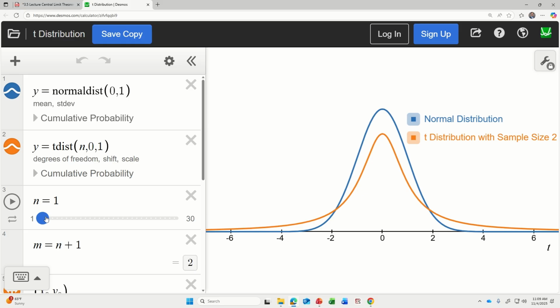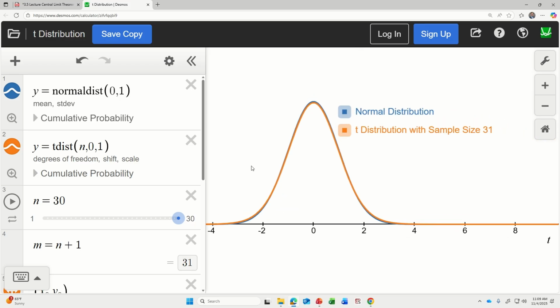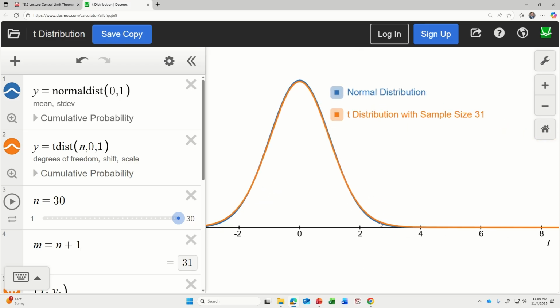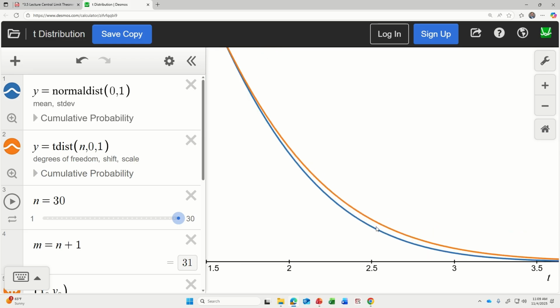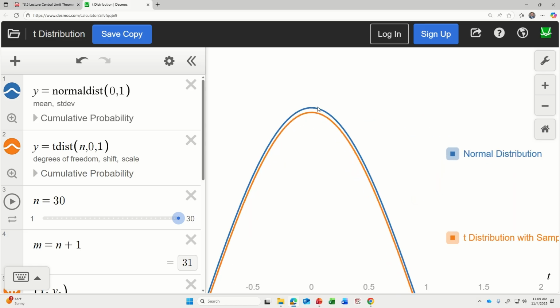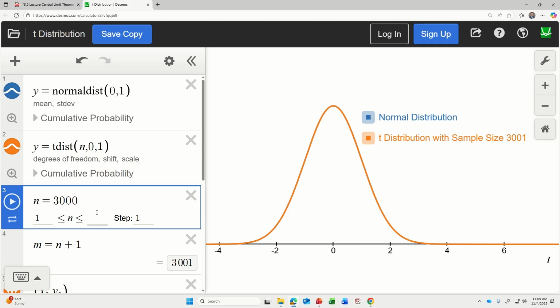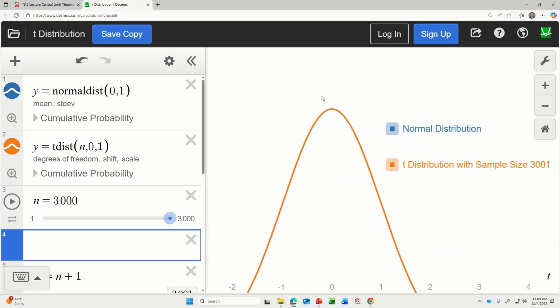This is what it looks like if I have a sample size of 2. But if I increase the sample size, then my t-distribution gets closer and closer to the normal distribution. So when my sample size is 30 or 31, it's not exactly the same as the normal distribution, but it's really, really close. If I make my sample size 3,000, then it's almost indistinguishable.